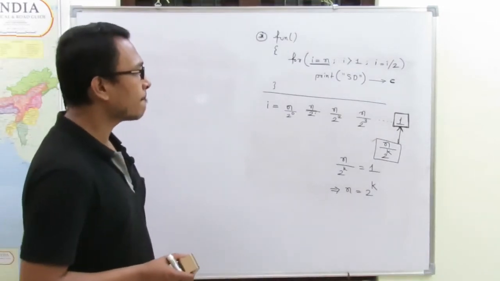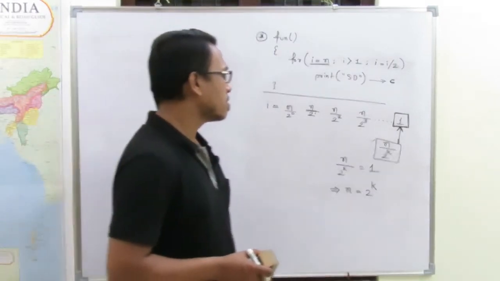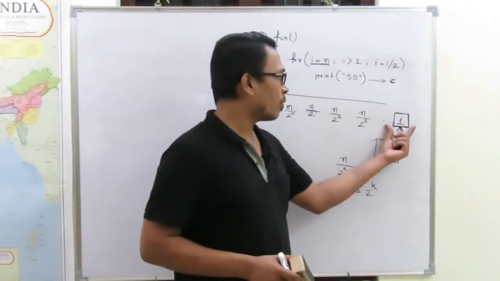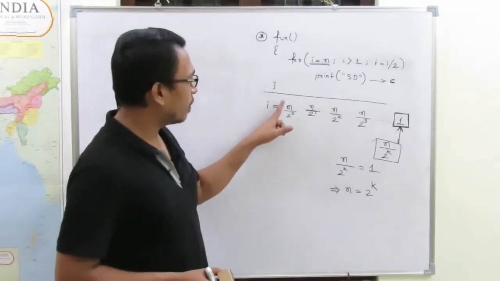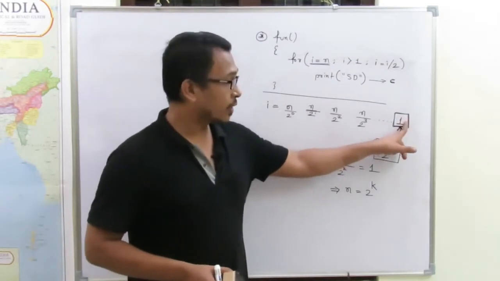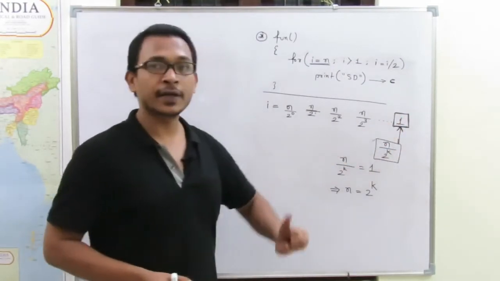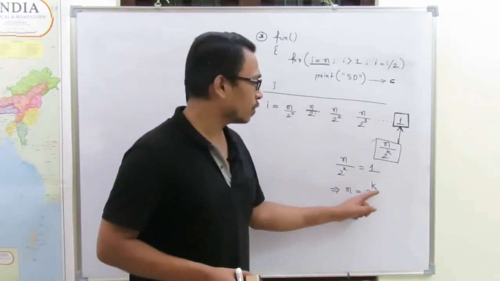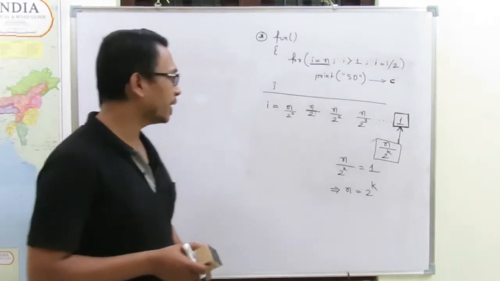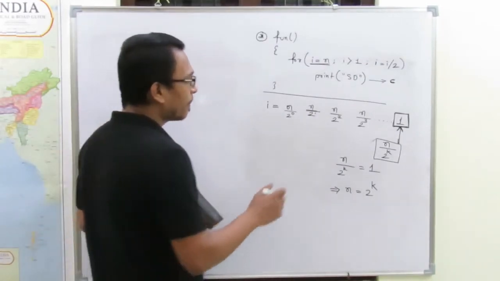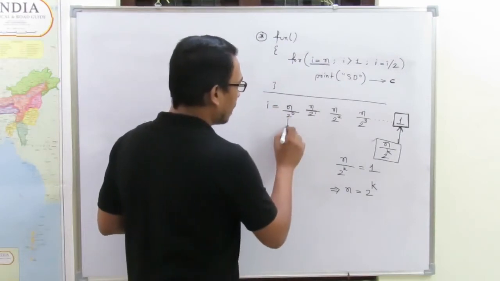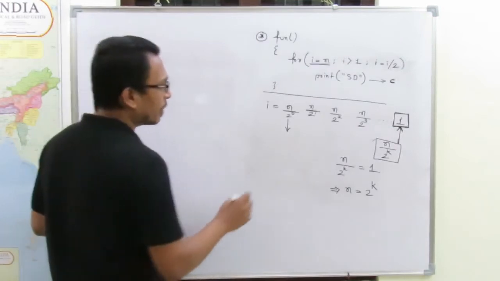This is one case. That means we can reach 1 only when the value of n is 2 to the power k. I hope that is clear. Now look here. When we have n by 2 to the power 0, at that time how many iterations do we cover? We cover only one iteration.